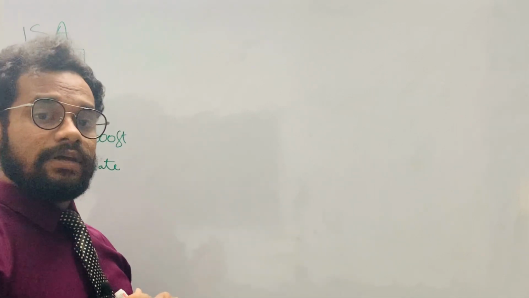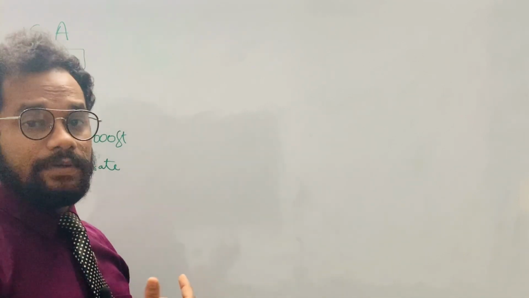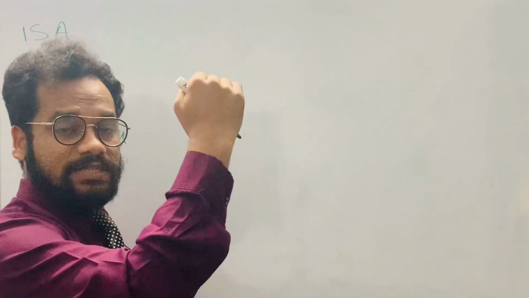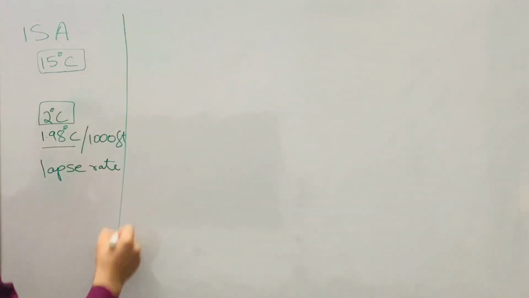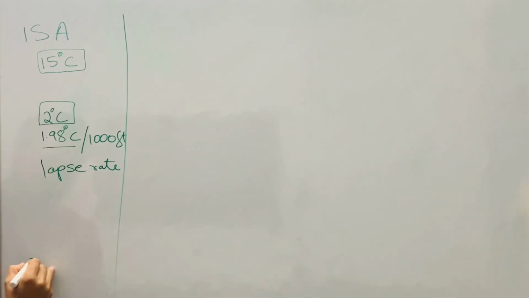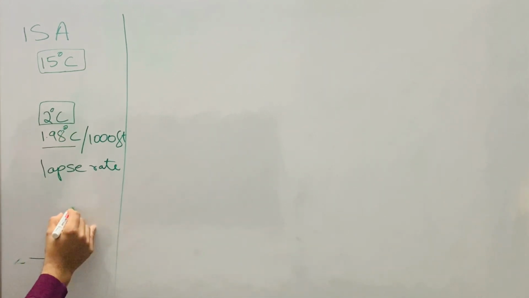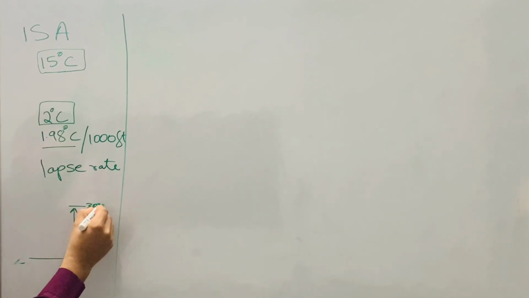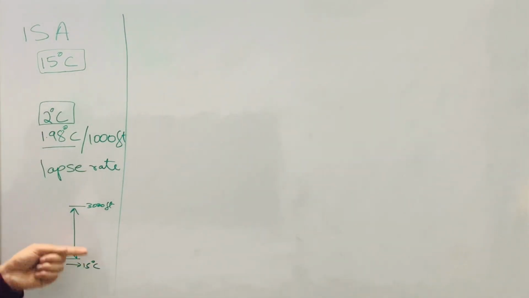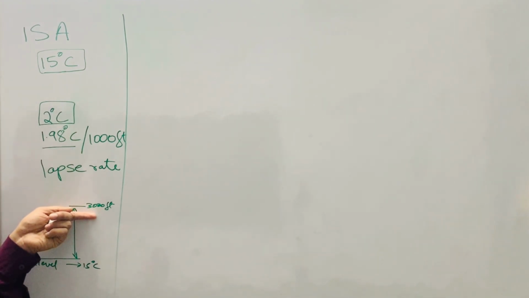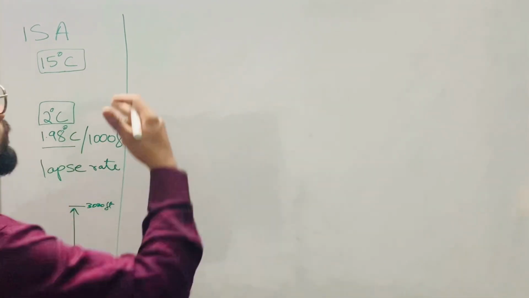Now, if you want to calculate the ISA temperature at a certain specified altitude, let's say 3000 feet. Suppose this is the sea level and here is 3000 feet. We know that at sea level the standard temperature is 15 degrees Celsius, that is the ISA temperature. At 3000 feet, what will be the ISA temperature? Let me explain it here.